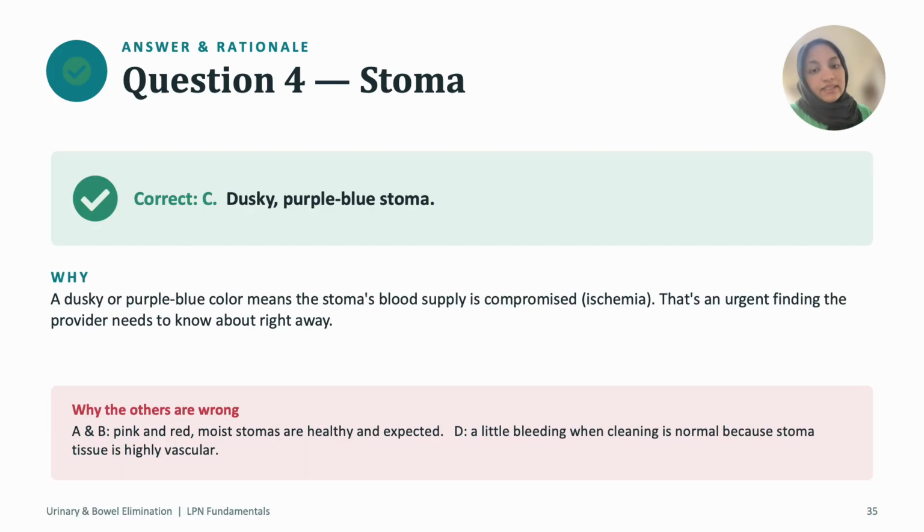So the answer is C, dusky purple, blue stoma, right? So that color change screams, what does it scream? Compromised circulation. The tissue isn't getting blood, and that's an emergency, you escalate. Pink and red stomas are exactly what you want to see, so A and B are normal, and D, minor bleeding during cleaning, we mentioned is normal because the stoma is vascular, so that means it's packed with blood vessels. Color is everything with stomas. Remember, pink, red, good, dusky purple, bad.